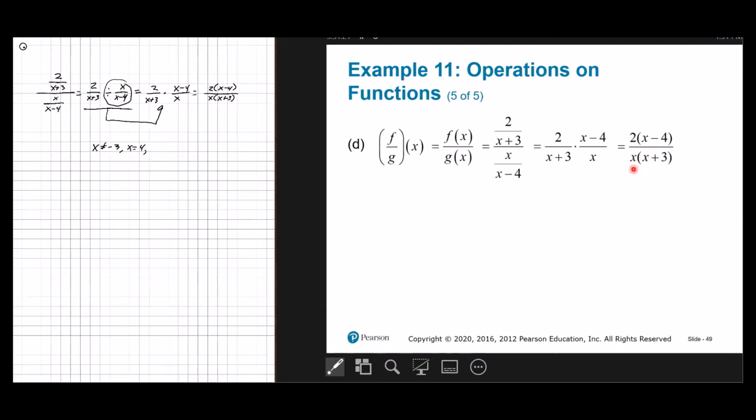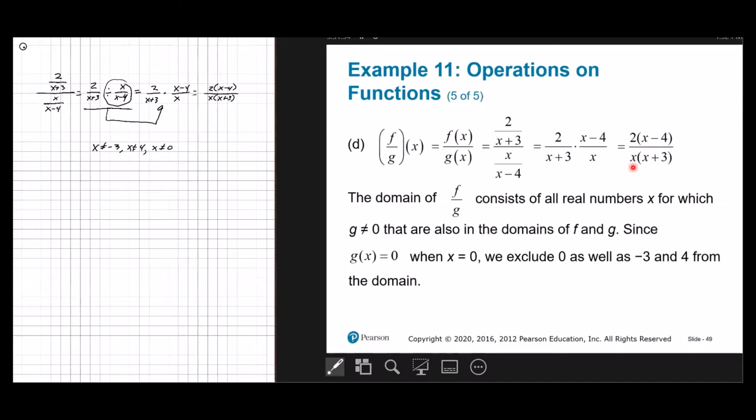But now we have to consider what happens here. Well, here we also include that x, I forgot, x is not equal to 0. All right, because -3 and 4 are excluded because of the domain of f and the domain of g, but we also have to exclude 0 because of what happened when we combine the two functions by dividing.